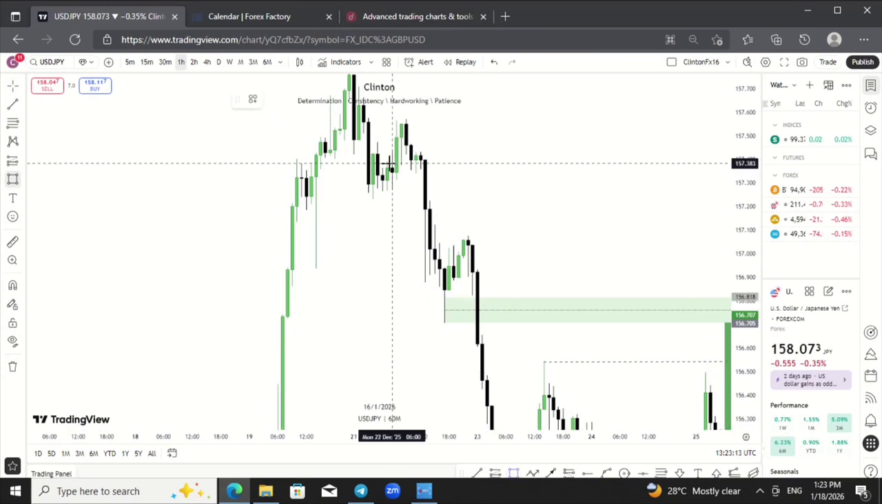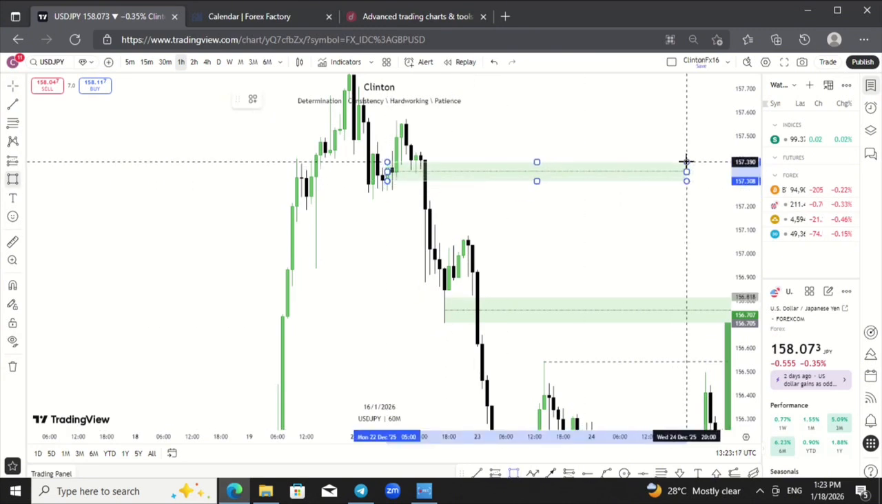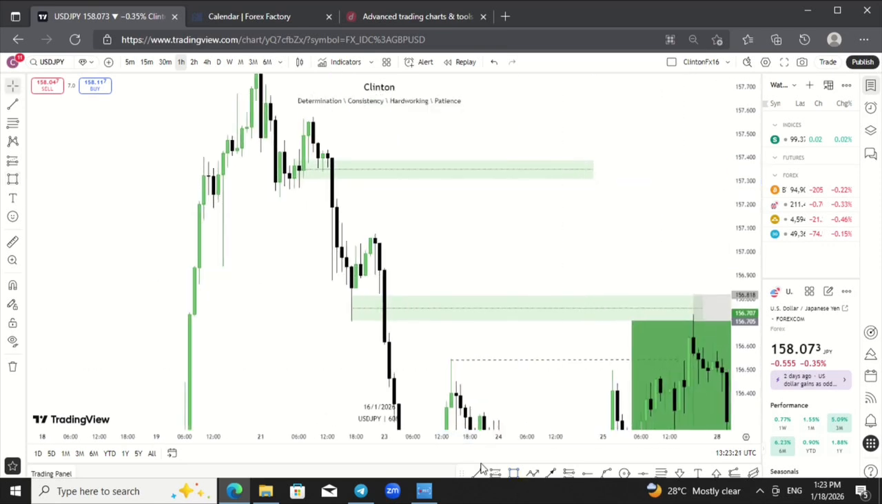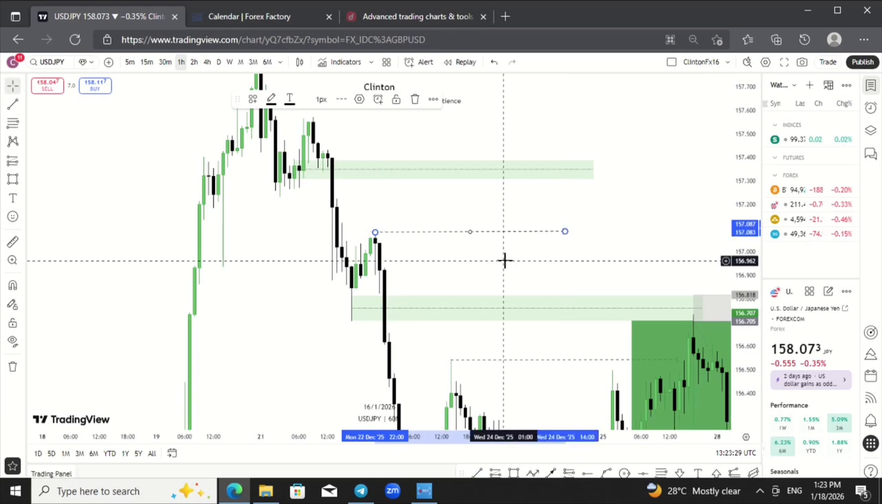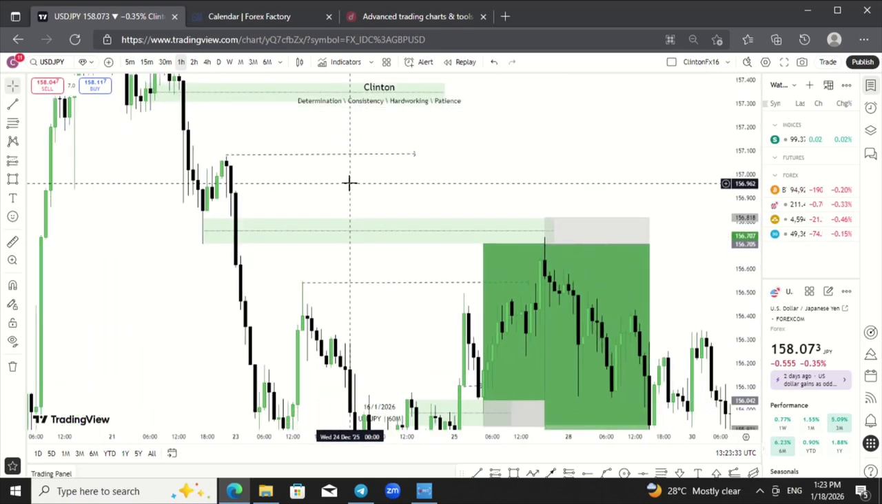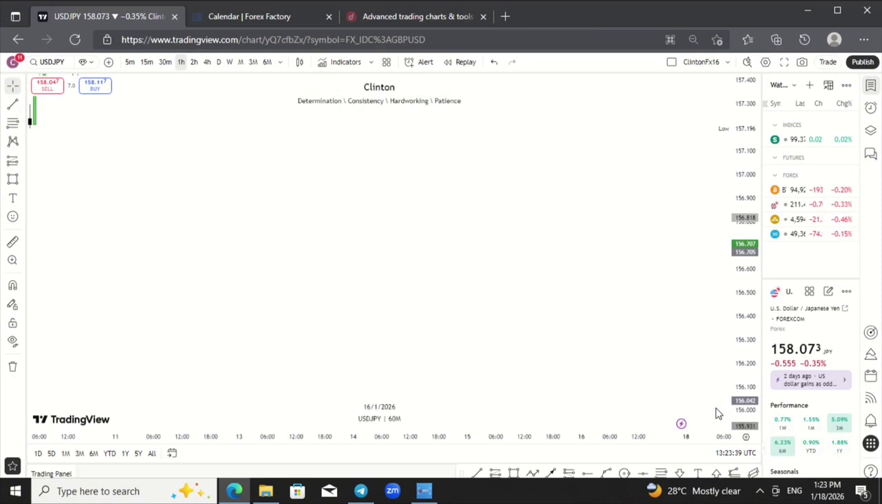So I think I'll do another one, then I'll go to the white screen and do the example there too. This one hasn't been mitigated, but it's valid because it has a structural liquidity, a very valid gap, and it's not going against the trend. The trend is a downtrend, so definitely it's valid.